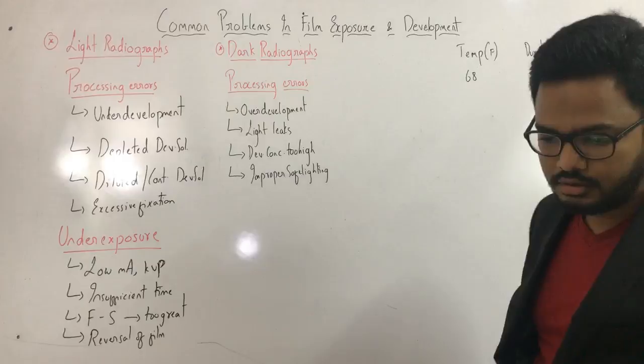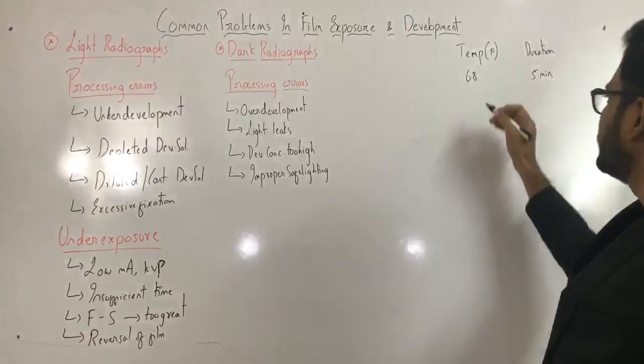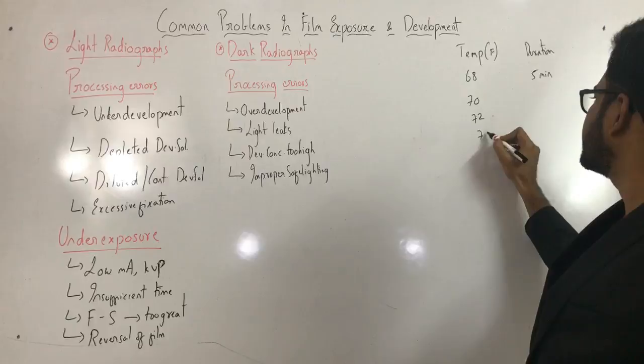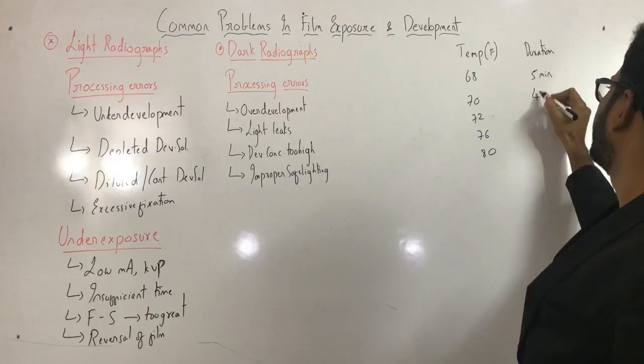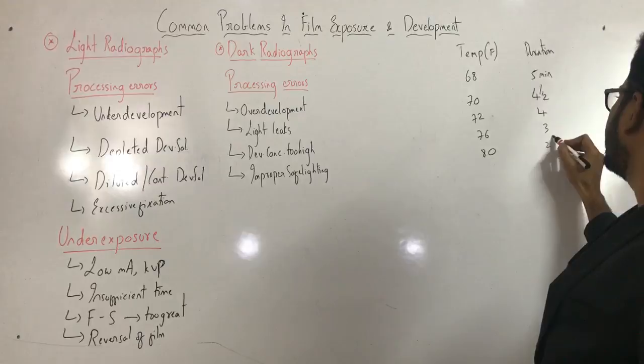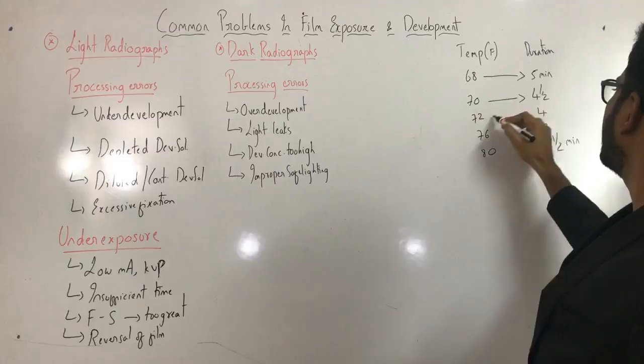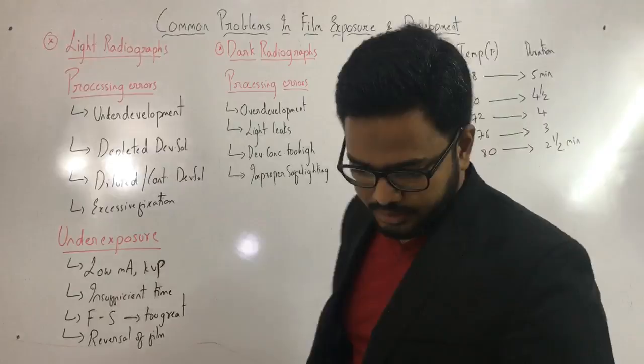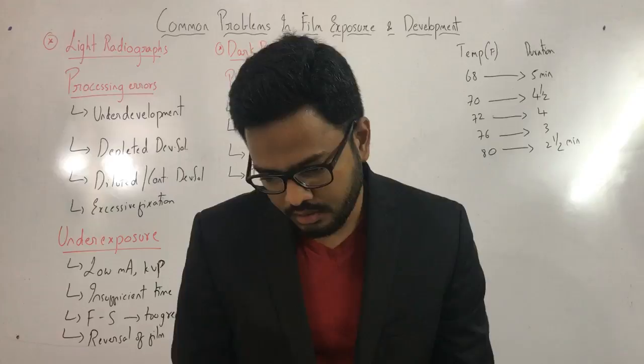So with an increase in temperature, the developing time in fact decreases. So you have 70, 72, 76, and 80, and the corresponding values are 4.5 minutes, 4, 3, and 2.5 minutes. So these are the corresponding values of time and temperature for developing, processing films, right? You can just make a note of it.